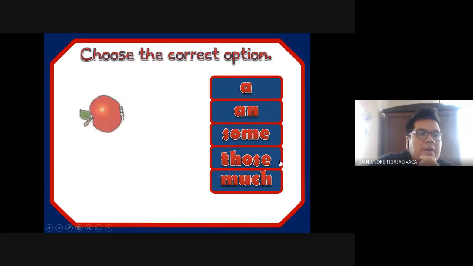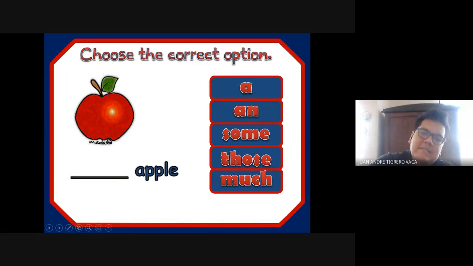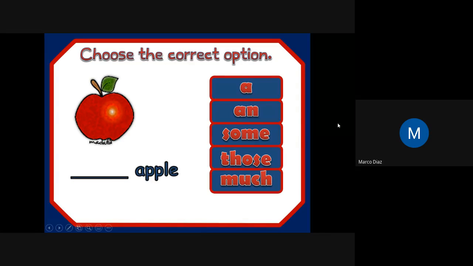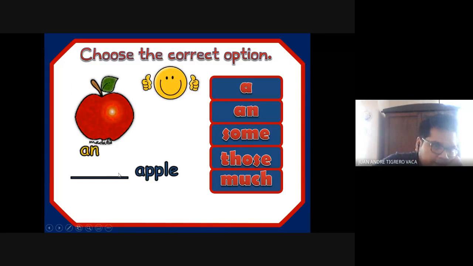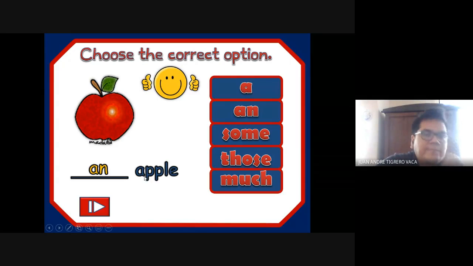Next exercise. All right. So we have: choose the correct option. This is easy. What will be the answer? An apple. All right? So why do we have to go with an? Because of this, right? The vowel. Whenever you have a noun that starts with a vowel, you must use an, right?